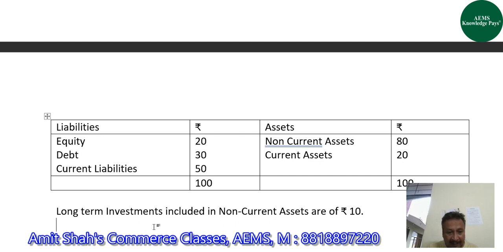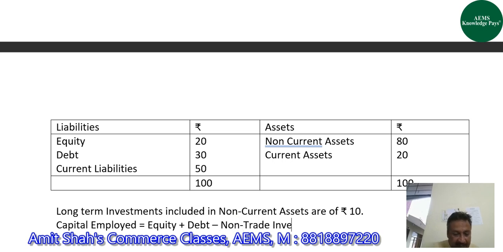So if we have to calculate capital employed, we will take equity plus debt, that is long-term funds available to the business and being used by the business, that is 20 plus 30, 50. But out of that, rupees 10 have gone out of the business if they are non-trade. So in that case, we will subtract non-trade investments. So this would be 20 plus 30 minus 10, that is rupees 40. This is how we can calculate capital employed.